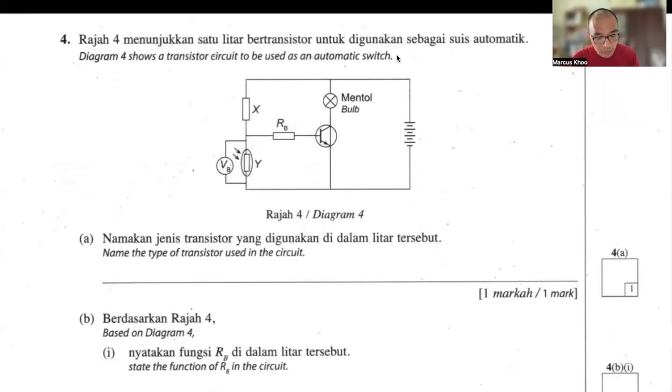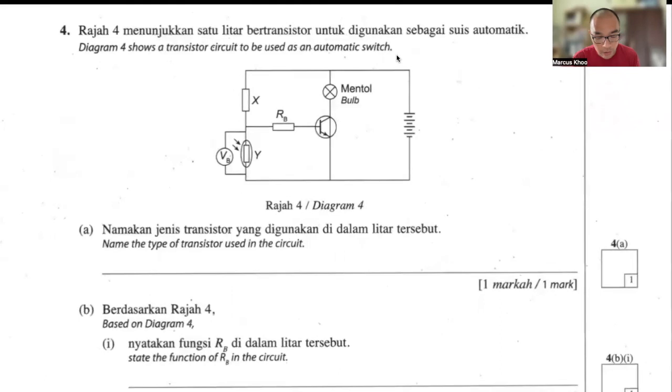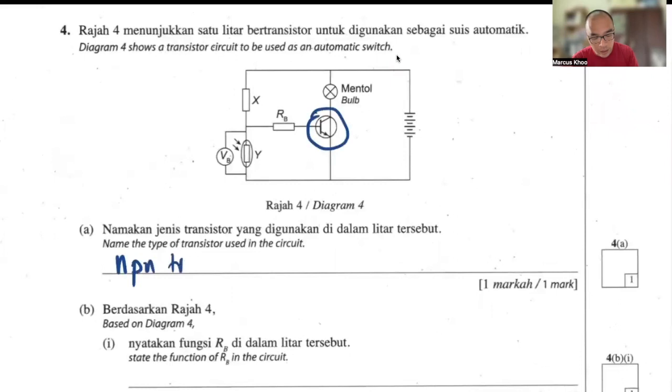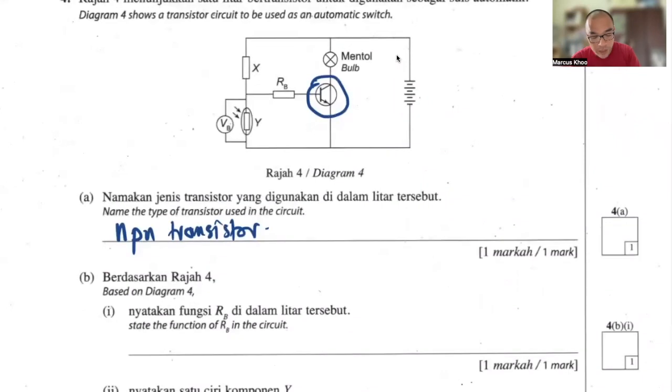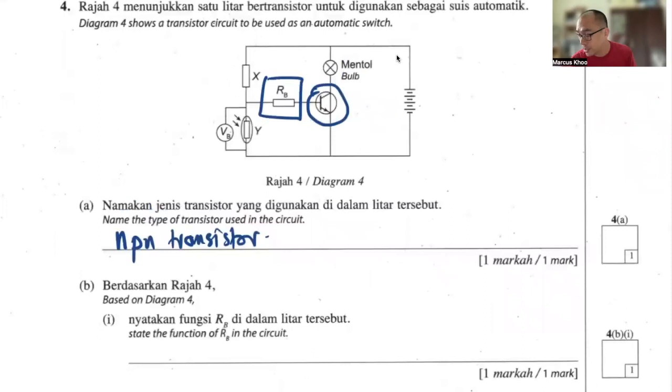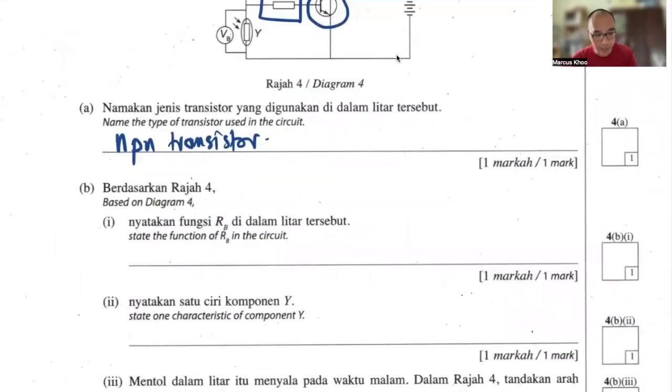Right. Question number 4. Diagram 4 shows the transistor circuit to be used as an automatic switch. This is a downward transistor, so the type of transistor will be an NPN transistor. State the function of this resistor. Now, in our previous video, we talked about this. The purpose of that particular resistor is to control the base current, so that the transistor will be taken care of, because the transistor cannot have too big of a current, otherwise it will spoil.